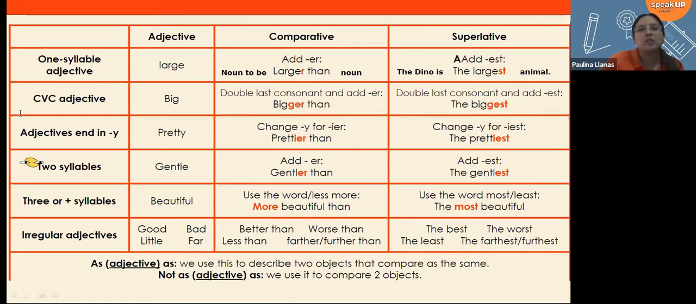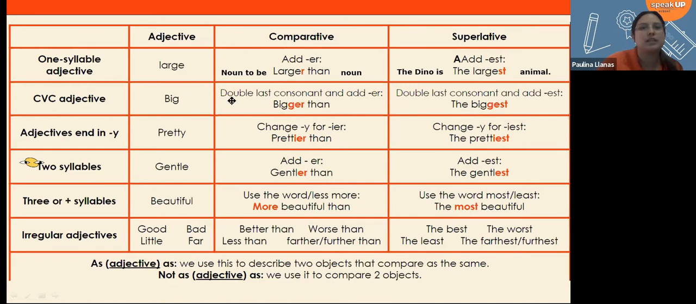And then we also have CVC adjectives. These are also short adjectives because they are really short. They only have a consonant, a vowel, and a consonant. So yes, we add er in the comparative, but we also double the last consonant. For example, big, the last consonant is G, so we write it again. Another G, er, bigger, bigger than.